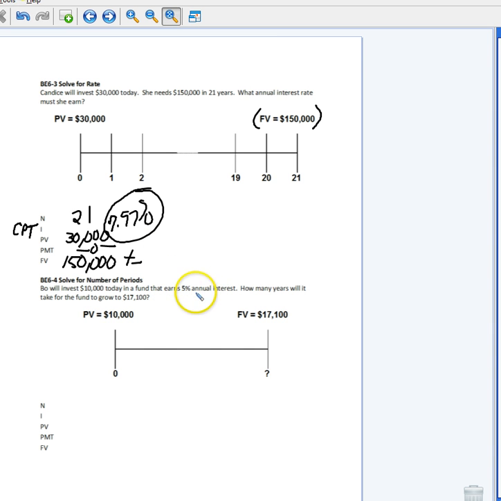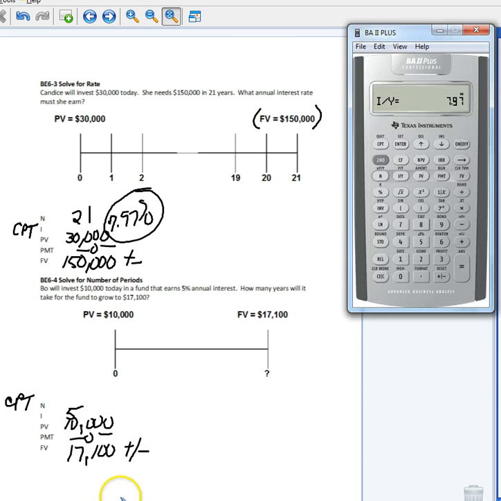The other thing is we can solve for the number of periods. So Bo invests 10 grand today. It'll earn 5%. How many years will it take to grow to 17,100? So this time we're going to compute N. We know the interest rate is 5. Present value is 10,000, there are no payments, and future value is 17,100. But again, when I go to enter that in, I'm going to use that plus minus key.